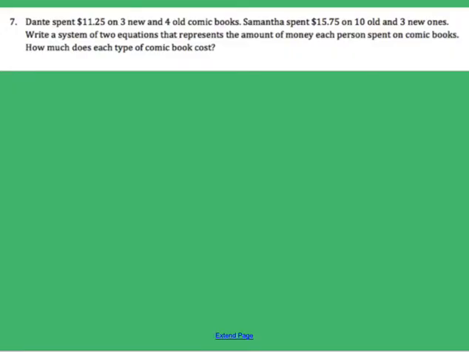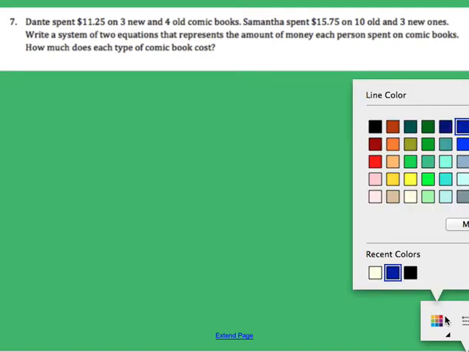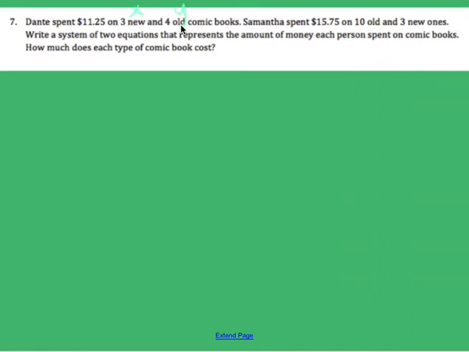So let's take a look at this number 7. It says Dante spent $11.25 on 3 new and 4 old comic books. So I'm going to let X represent new and Y represent old. Samantha spent $15.75 on 10 old, which remember is Y, and 3 new, which is X. So X really is going to be the price of new, and Y is going to be the price of old. It doesn't matter which variable you assign where, but it is important that you let me know. So Dante spent $11.25.